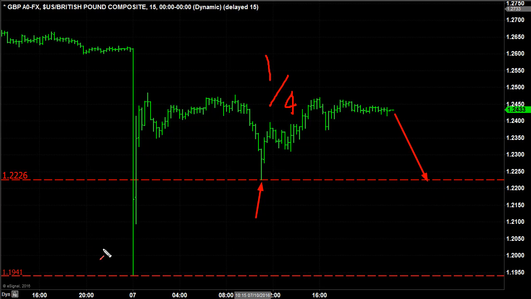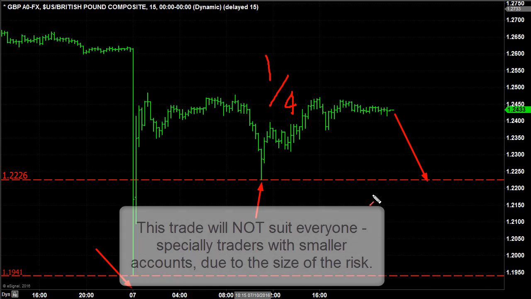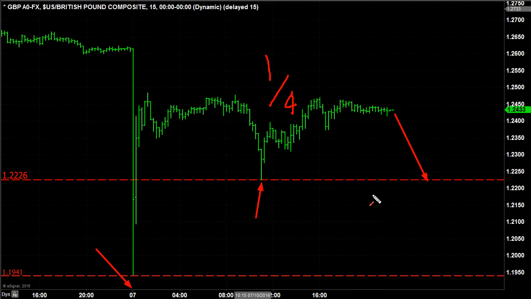The stop loss needs to be at least below these lows. The ideal stop loss needs to be below 1.19. So you can see it's going to be a very large stop loss, and this trade is not going to suit everyone. If you have a smaller account, then this trade is not going to suit you, because the risk and the potential stop loss we have to place here is going to be too large for your account to sustain. And it's really important, of course, to not ignore the fact that the British pound could come down and retest these previous lows.